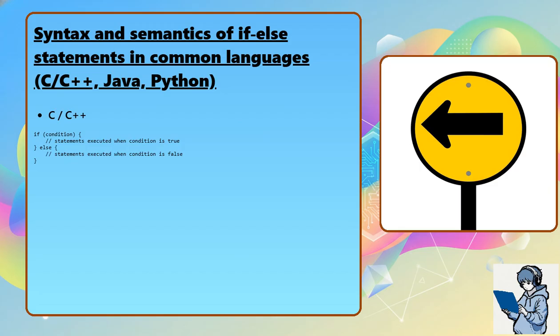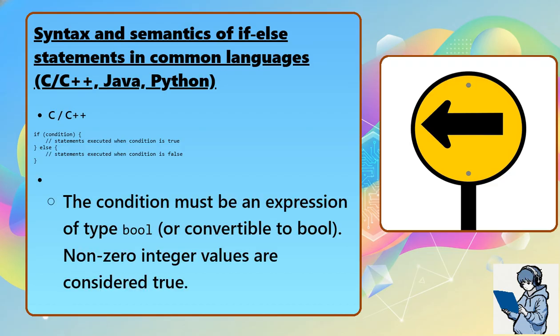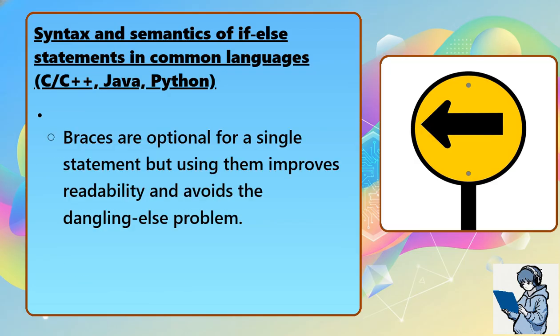C or C++. If condition open brace statements executed when condition is true close brace, else open brace statements executed when condition is false close brace. The condition must be an expression of type bool or convertible to bool. Non-zero integer values are considered true. Braces are optional for a single statement, but using them improves readability and avoids the dangling else problem.